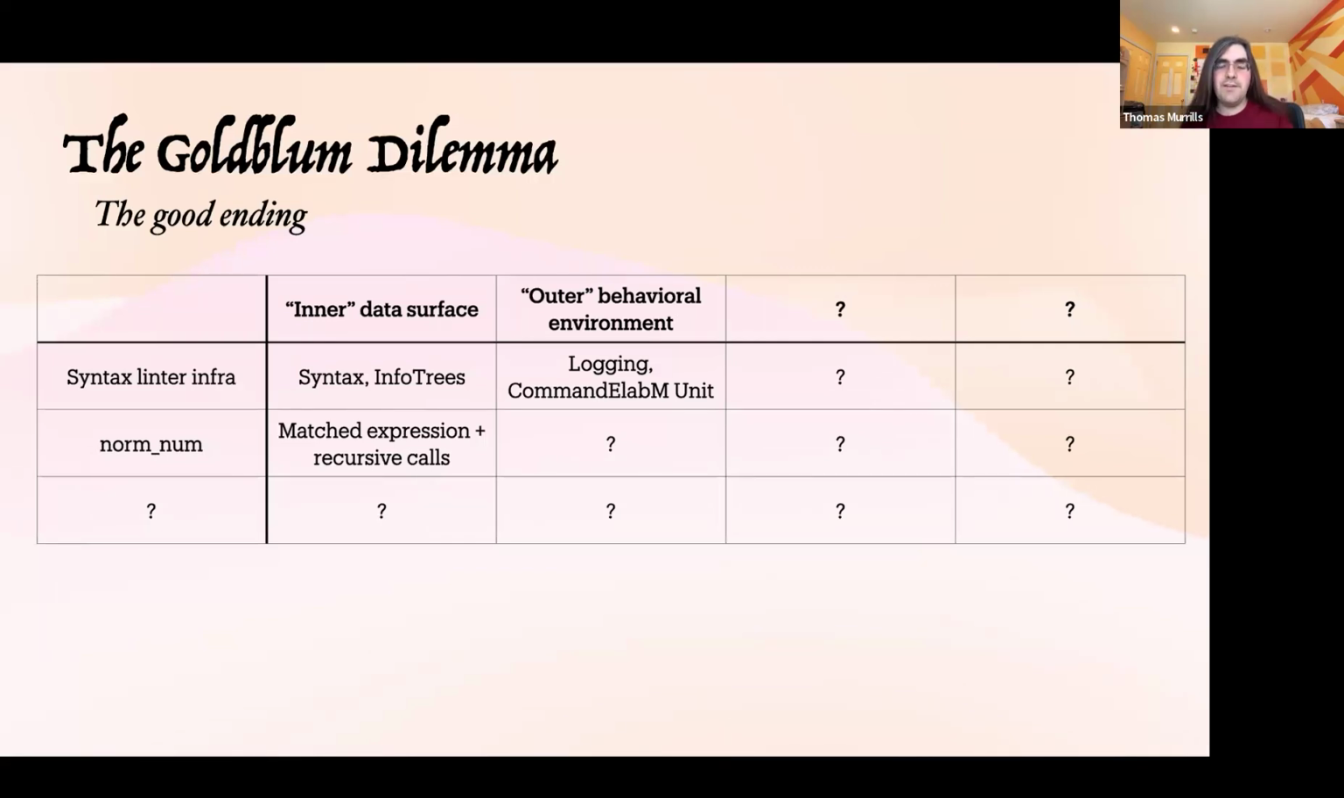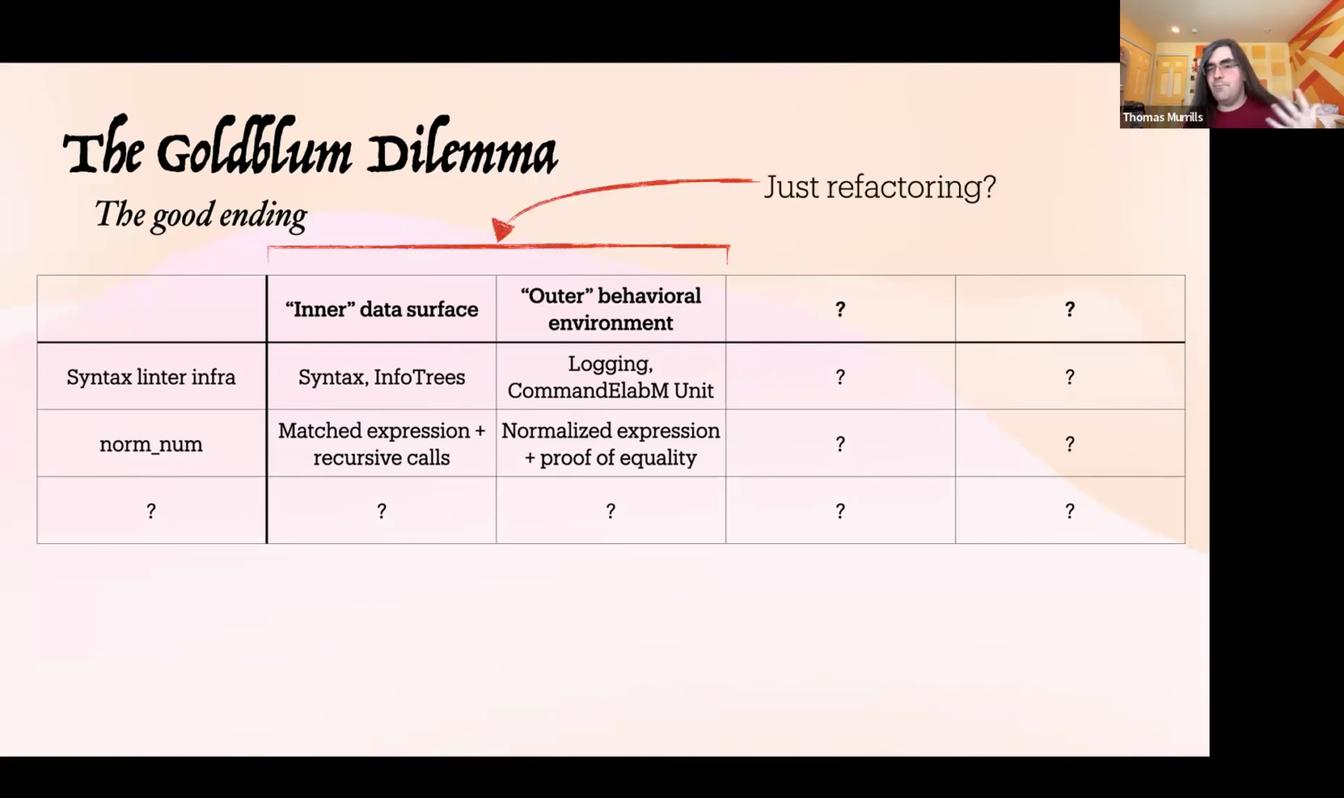So the outer behavioral environment is not everything, but it's pretty flexible here. And in normnum, you want to provide this normalized expression at the end of your extension and a proof that it's equal to the original one. So now if you look at this, this is maybe just refactoring, right? Are we, by analyzing the data surfaces and the behavioral environments, really adding a useful concept here? And that's what these next two blocks are for.